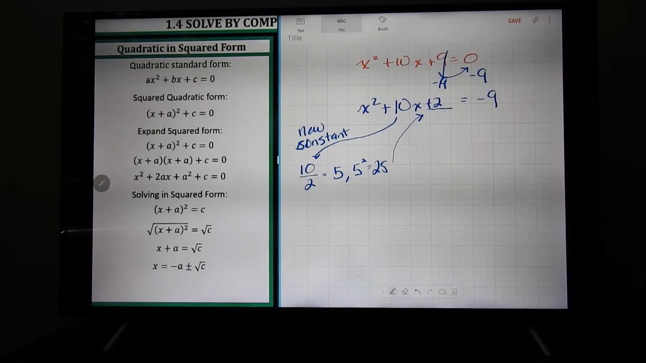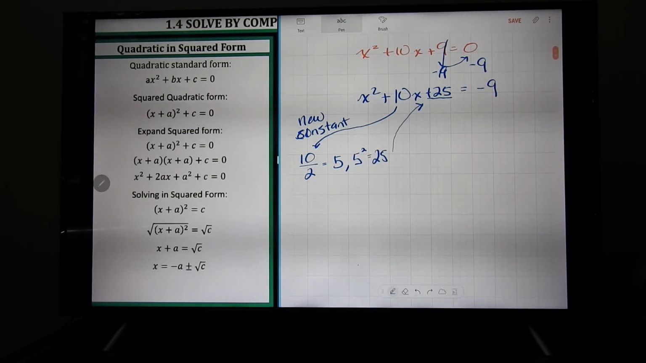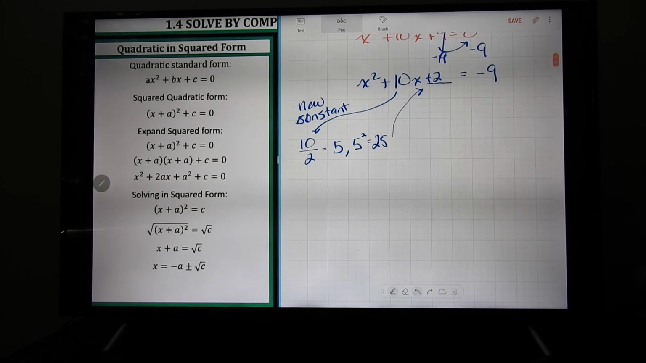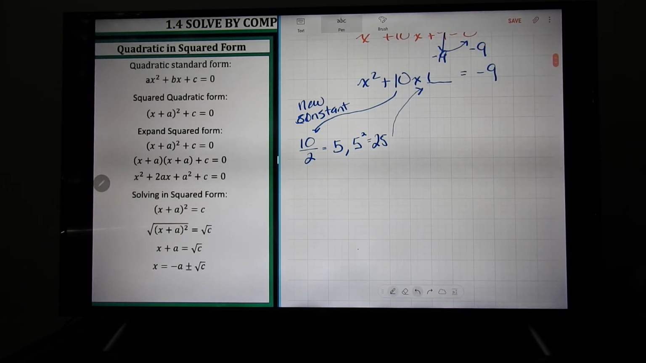Now we can't just say plus 25 on one side. We have to say plus 25 on both sides. If we have a negative 9 and a positive 25, that's equal to 16. So now our equation looks like this: x squared plus 10x plus 25 equals 16.